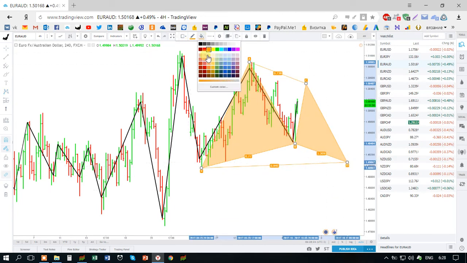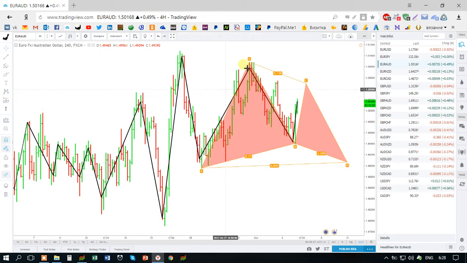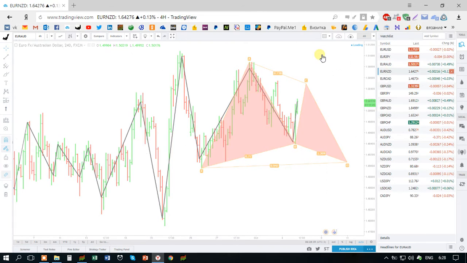It is a potential Gartley pattern, because the B point is the differentiation point. If it is 786, then it is a butterfly. 77 is a Gartley. 618 is a Gartley as well. 50 is a bat.